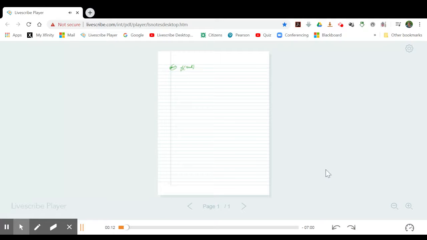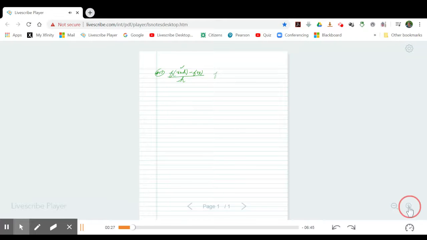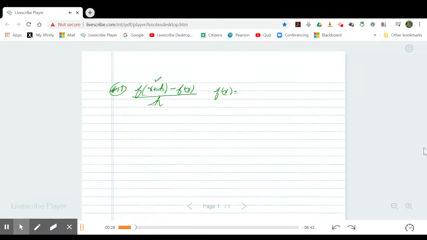h minus f of x, all of this over h. The hard part is right here, finding f of x plus h. So my function looks like my f of x function is defined as 7x squared plus 4x. What I want to find first is f of x plus h.